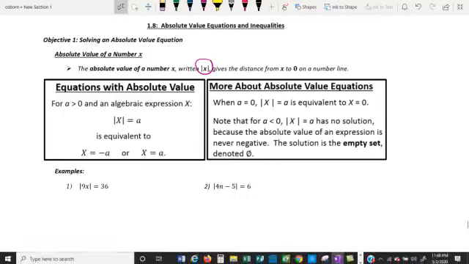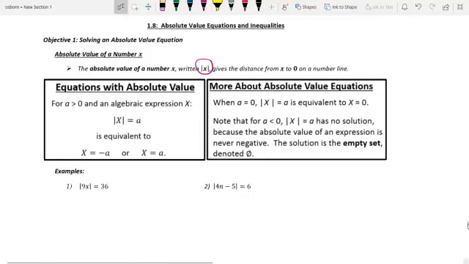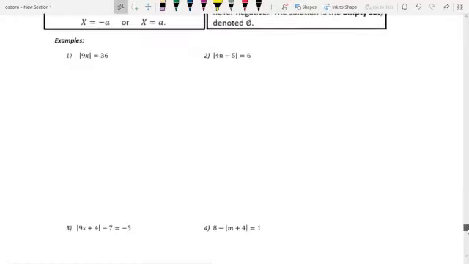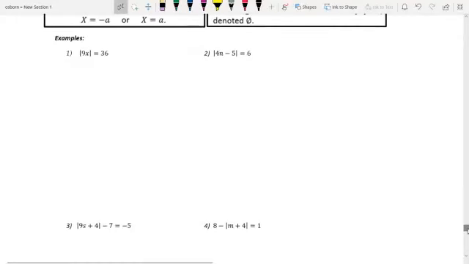So let's look at our first example here. We have the absolute value of 9x equals 36. What we want to do is right away rewrite this as two separate equations. We'll say that 9x equals 36, and we'll also say 9x equals negative 36. The reason we did this right away is because we already had the absolute value isolated all by itself. That allows us to break it up as two separate equations.